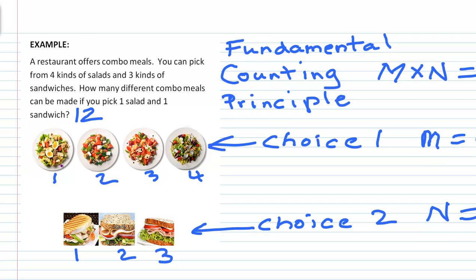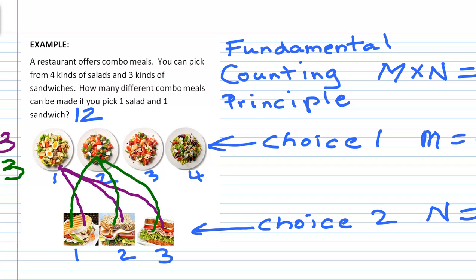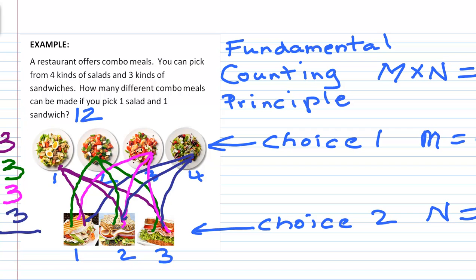If you select this first salad, you can then select any of these 3 sandwiches. That's your first set of choices. There are 3 ways to pick this salad with these 3 sandwiches. However, you may pick the second salad. If you pick the second salad, you can pick any of the 3 sandwiches. Well, that's again 3 combinations. Now you can see what's going to happen here. We're going to repeat this process for every one of these salads. And so each time there are 3 choices. And that's where we get 4 times 3 equals 12.